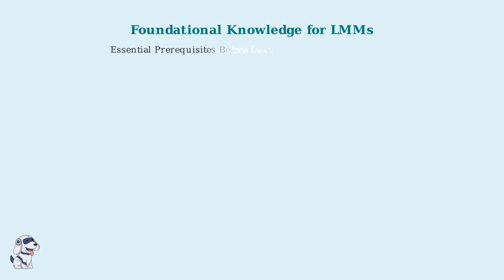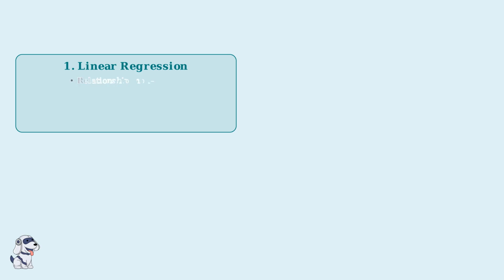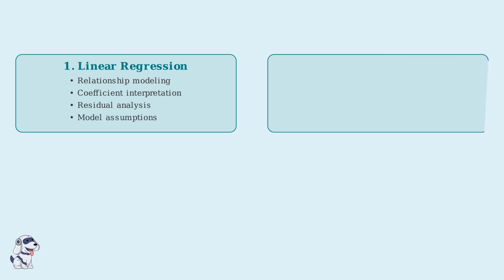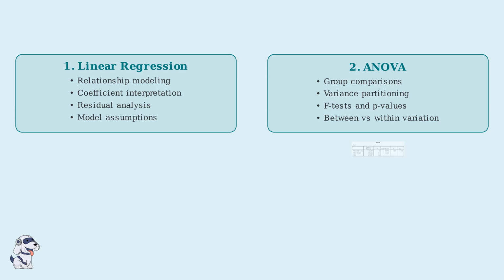Before diving into linear mixed models, you need solid foundational knowledge in several key statistical and mathematical areas. This learning path will guide you through the essential prerequisites. First, you must master linear regression, the foundation of all mixed models. Linear regression teaches you how to model relationships between variables and understand concepts like coefficients, residuals, and model fit. Next, learn analysis of variance, or ANOVA, which helps you understand how to compare groups and partition variance. This concept is crucial for understanding random effects in mixed models.